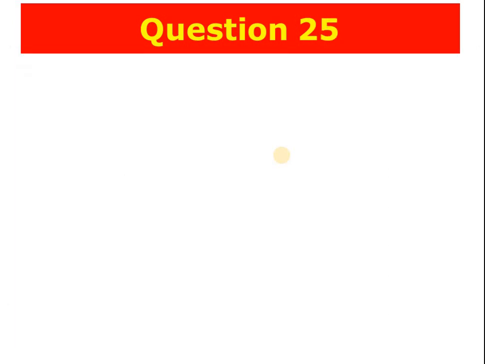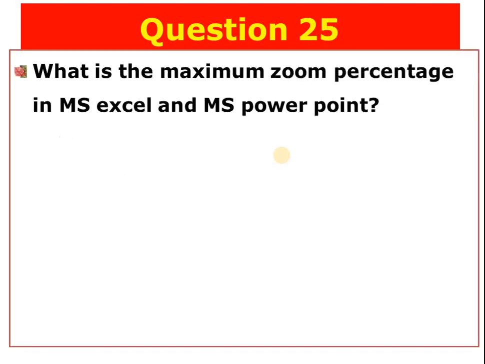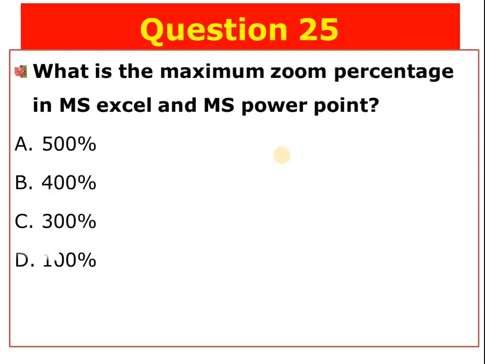Question number 25. What is the maximum zoom percentage in MS Excel and MS PowerPoint? A. 500%, B. 400%, C. 300%, D. 100%. The answer is choice B.